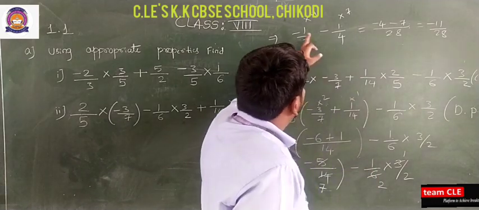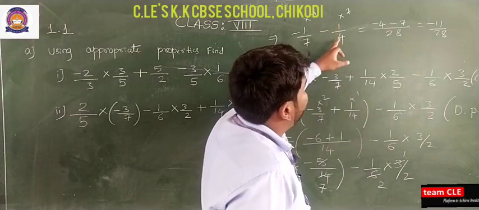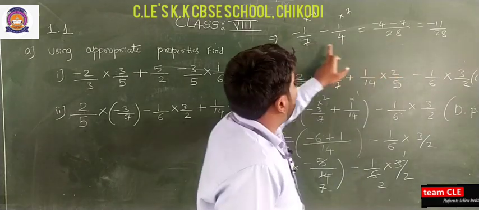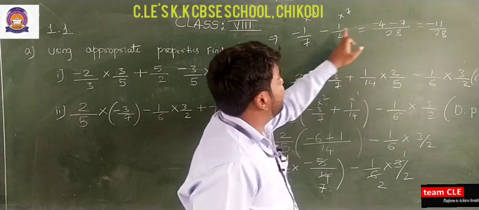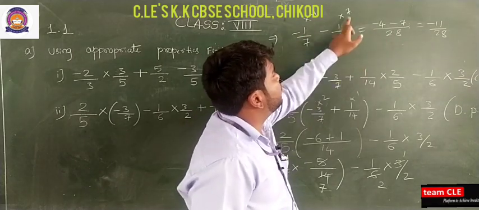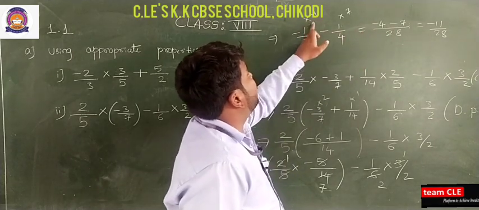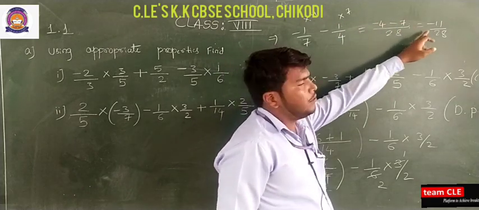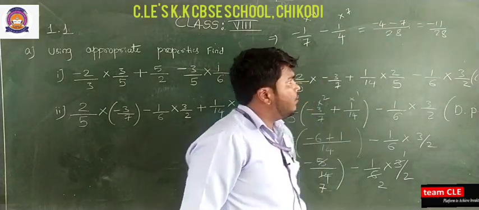So just write here, minus 1 by 7 and minus 1 by 4. The LCM of 7 and 4 is 28. So 7 4s are 28, 4 7s are 28. So 4 1s are 4 and 7 1s are 7. So minus 4 minus 7 will be equal to minus 11 divided by 28.